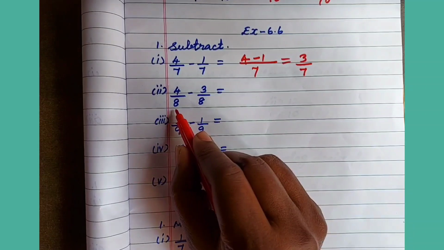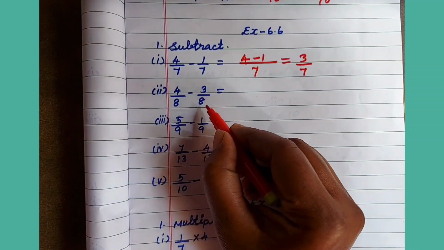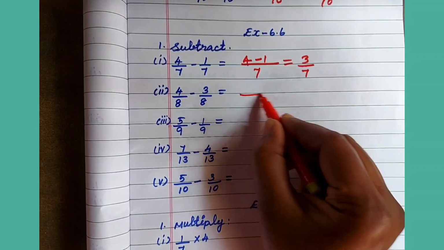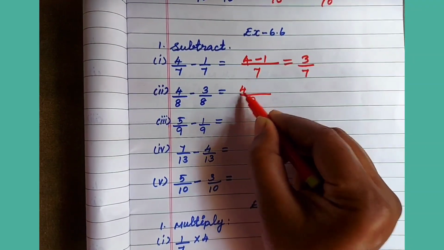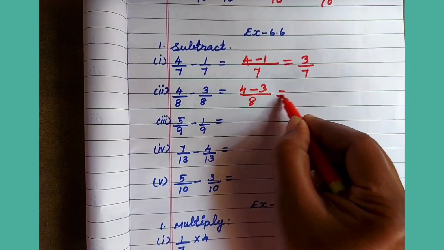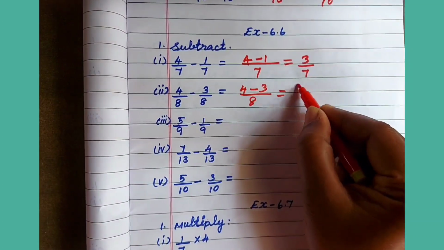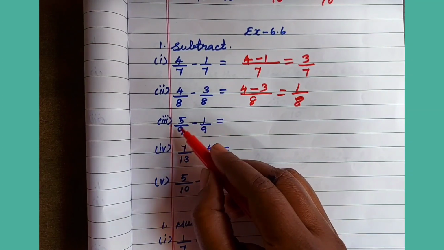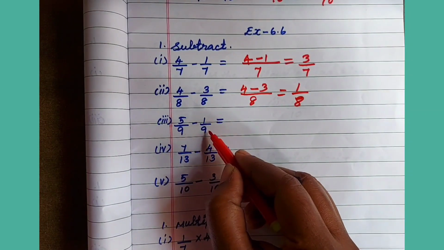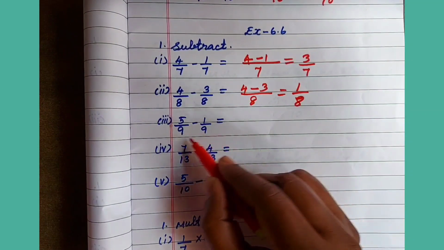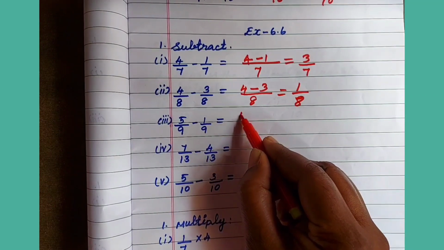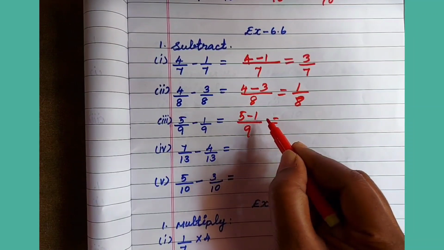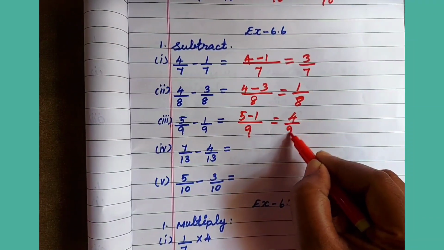Next, 4 by 8 minus 3 by 8, the same denominator value is given. So the denominator value is 8, and we write the numerator 4 minus 3. So 4 minus 3 gets 1 divided by 8. Next, 5 by 9 minus 1 by 9. So the denominator value is the same. So we write 5 minus 1 divided by 9. 5 minus 1 gets 4 divided by 9.